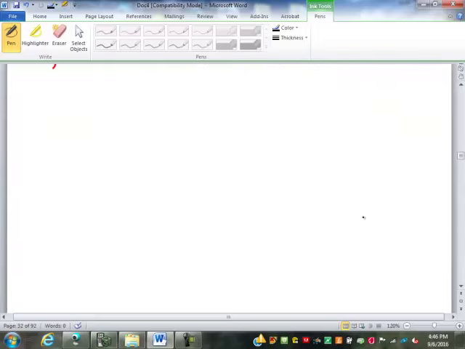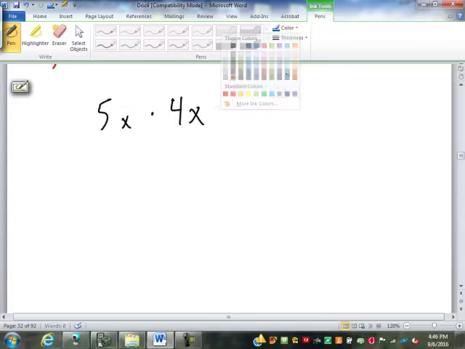Okay, let's get to the more fun stuff. We looked at stuff like this before. When we multiply, we combine counts. What's 5 times 4? 20. But we also combine the names. X times x is x squared. Well, that one's kind of boring.